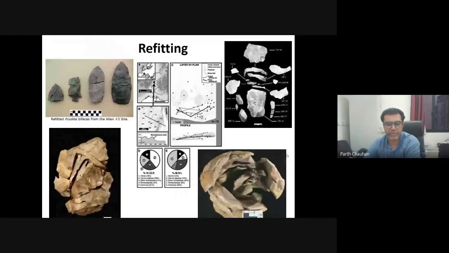Refitting tells us a lot of information. Number one, what was the sequence of knapping to make any tool type? Which flakes were taken off first, which were taken off last? What was the actual sequence by refitting the entire core? Second thing is that we can see how the space was used, how much the site has been disturbed. Are the refits close to each other within 1 meter? Are they within 10 meters? What processes led to these disturbances, for example? And how long did it take for that scatter or accumulation to become deposited over time and preserved?